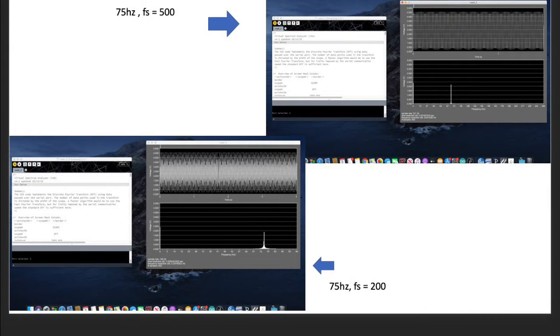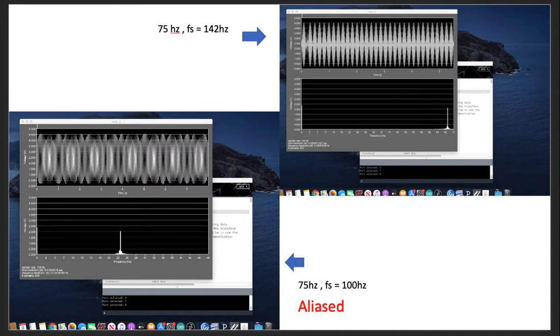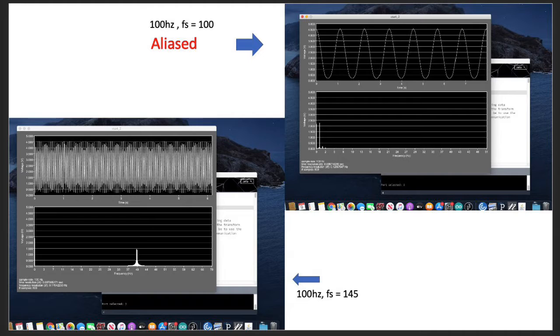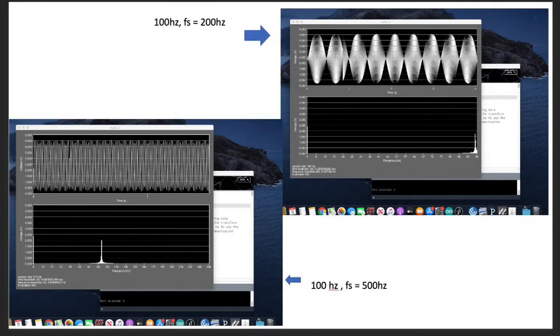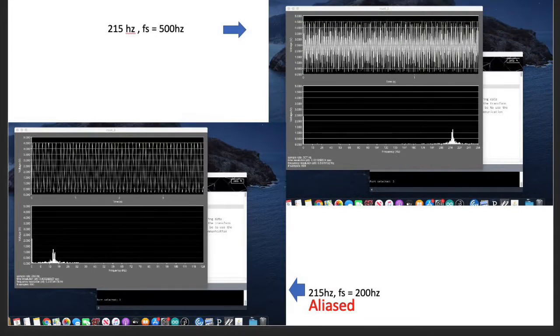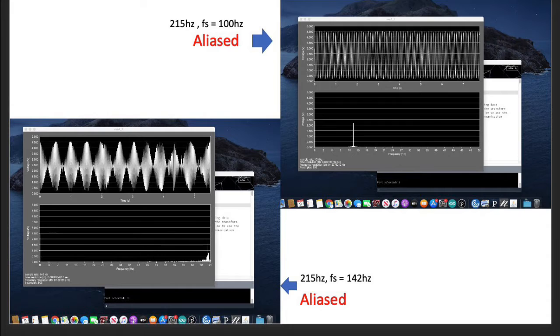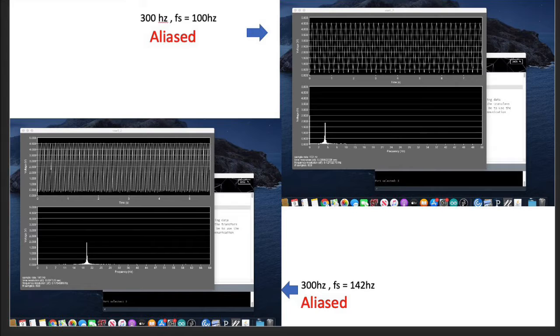Here I show each reconstructed wave and their correlating amplitude spectrum plot. I labeled each wave with the frequency, the sampling frequency, as well as whether the wave was aliased or not. We noticed that in order to accurately reconstruct a signal, the sampling rate fs must be greater than twice the highest frequency of the signal, unless the signal will be aliased.